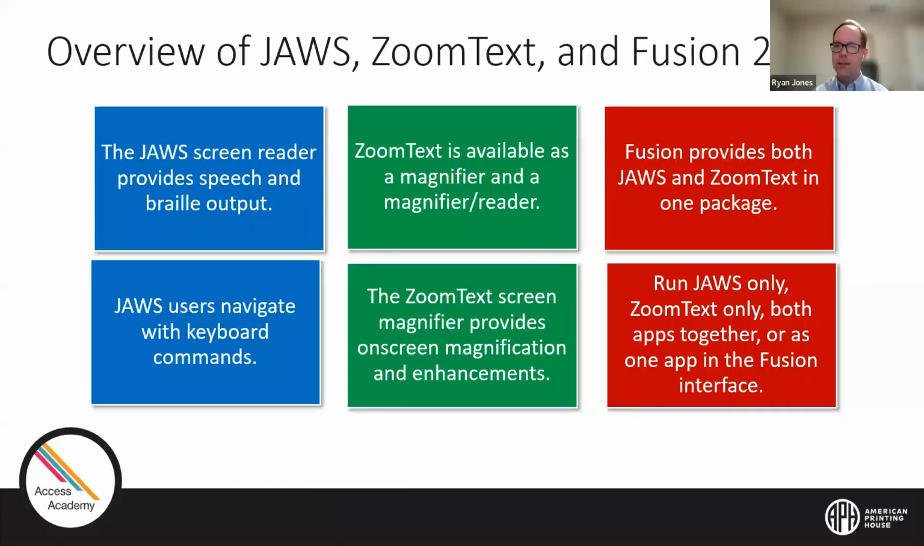So Fusion gives you the ability to use either JAWS or ZoomText independently, or run them together and get the abilities of both programs: the zooming and visual functionality of ZoomText, and the text-to-speech functionality of JAWS. So that's the brief overview of what the products are and what type of user they will best serve.